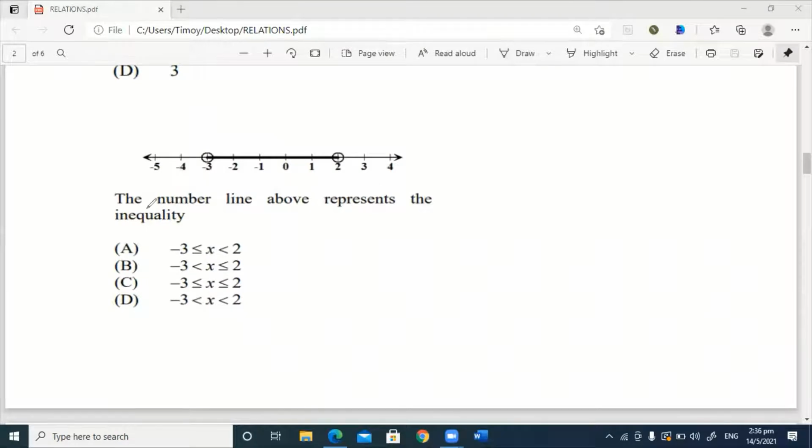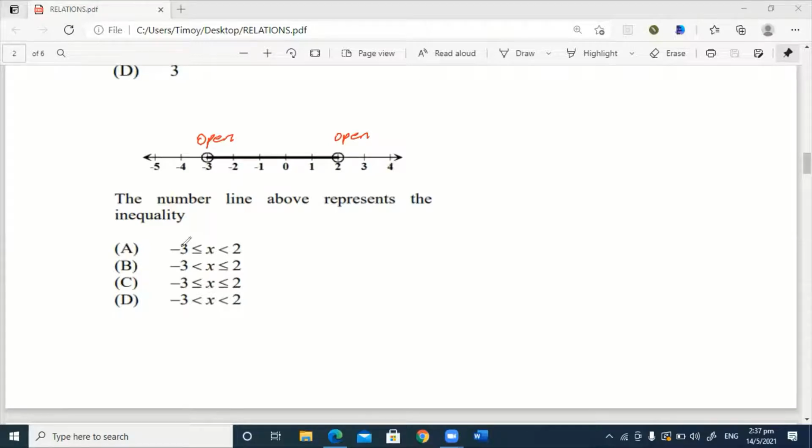To our next problem, the number line above represents the inequality. Let's investigate the number line. Note here at 3, you have a circle around it, which is not shaded. We call this circle an open circle, right? And also there's another open circle here. Now, when you have an open circle, it means that these two values are not a part of your solution. That's what it means. So an open circle means the values are not a part of your solution.